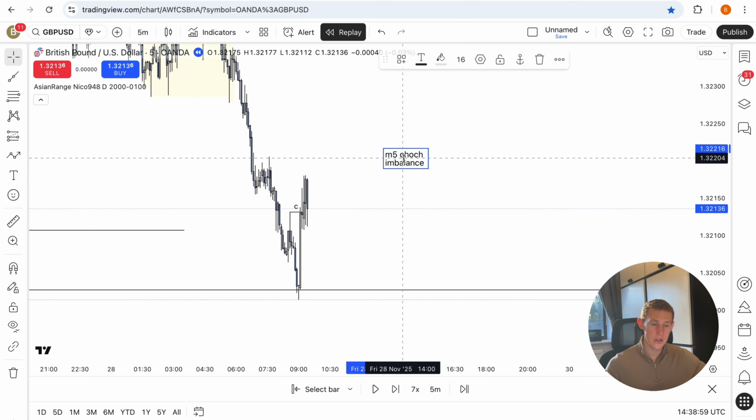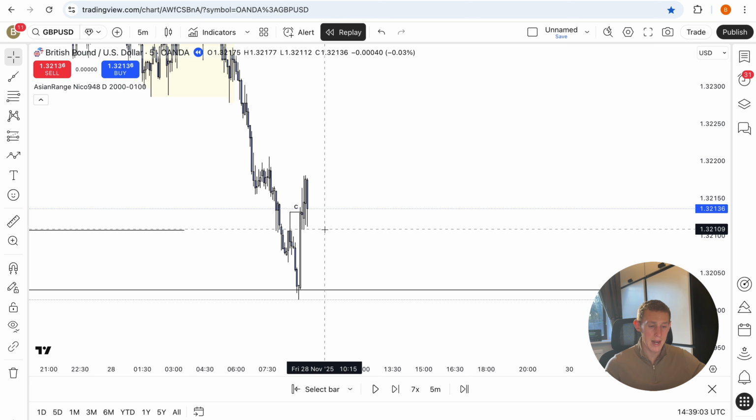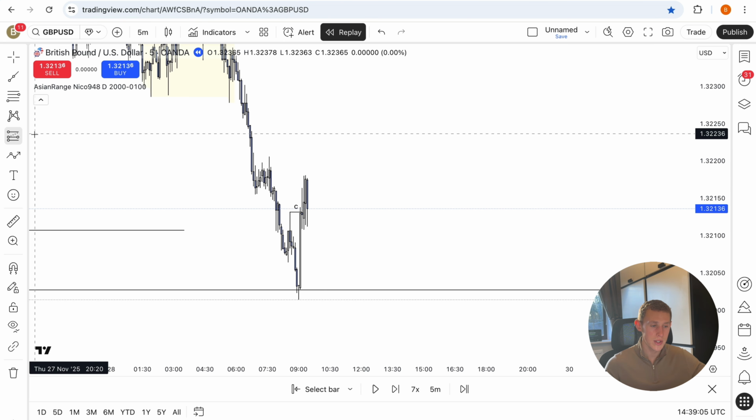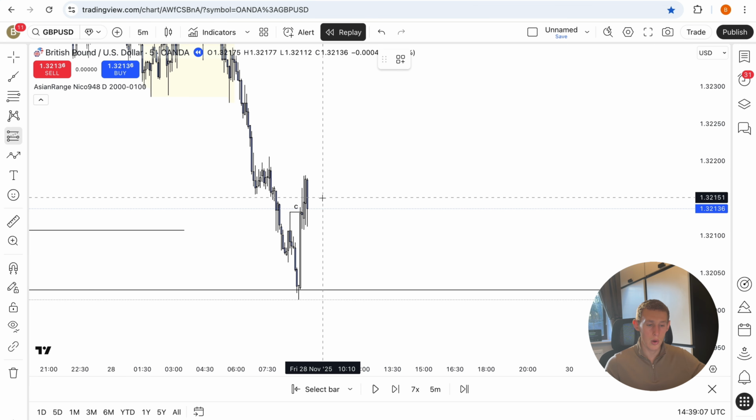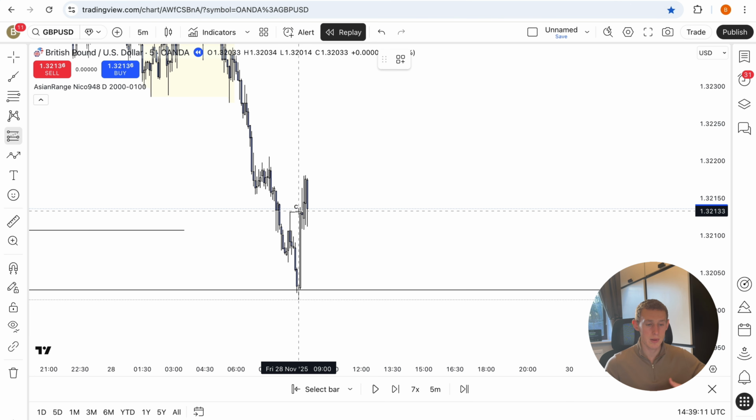Now, in terms of the actual entry, what I'm looking to do is enter anywhere in this imbalance, which actually makes sense. So obviously, just to explain this a little bit more, if we enter all the way up here, obviously we have had a change of character plus imbalance.